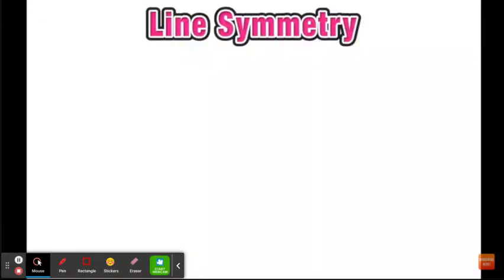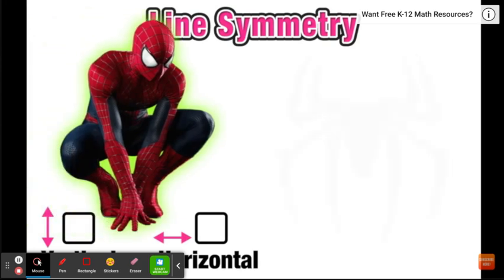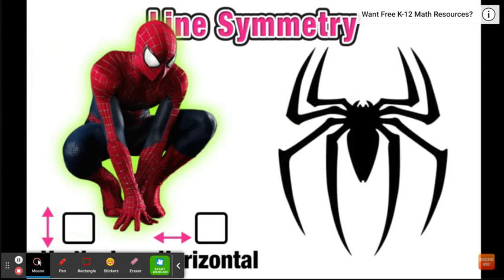Okay, so here comes the fun part. We're going to go ahead and apply these concepts to some popular logos and symbols. So let's first look at the Spider-Man logo. First, we want to check and see if it has vertical line symmetry.